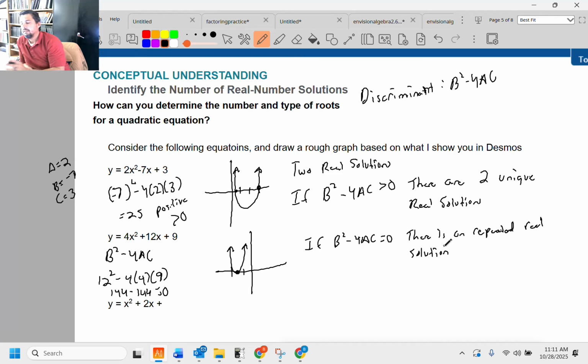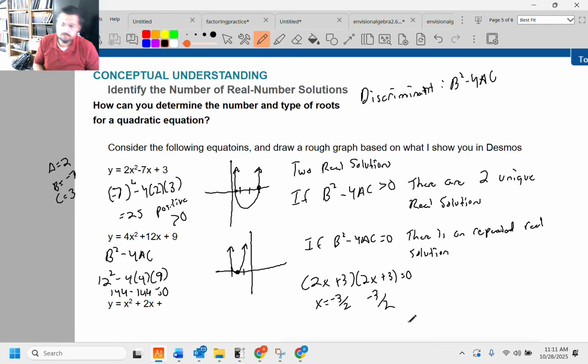Now, why am I saying it's repeated? Well, there's a relationship between how you touch a graph and how many times a 0 happens, okay? These were crosses, and they happened once, and they were both different. Think about how this thing factors. It factors as 2x plus 3 times 2x plus 3. And if we use the zero product property, we get negative 3/2 twice, don't we? That's why it's called a repeated solution. There is one, and I misspelled one repeated real solution.